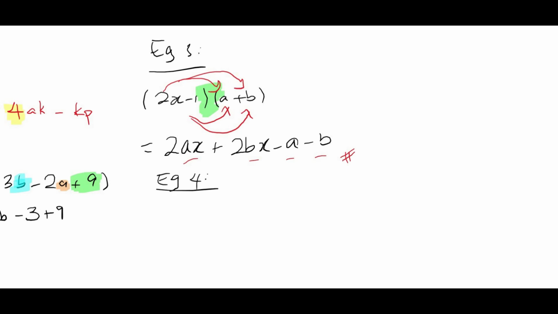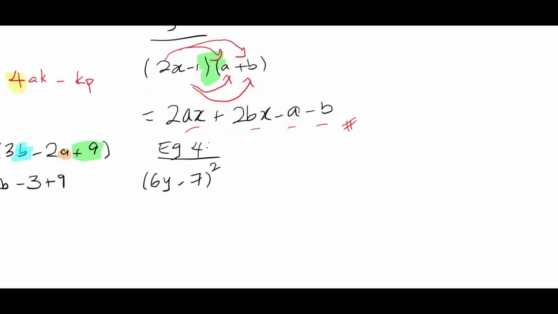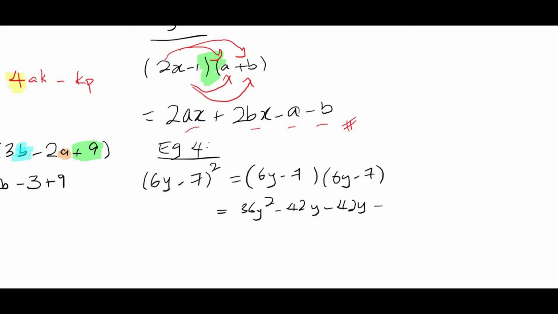Okay, example 4. Now we have a bracket of 6y minus 7 squared. That means you need to multiply 6y minus 7 by itself. So we have 6y minus 7 and 6y minus 7, almost similar to the example above. You just open up the bracket. This time I will do away with the arrow sign, just to give you some confidence and make sure you are alright with it. In simplifying similar terms, we have negative 42y and negative 42y, which gives you negative 84y.